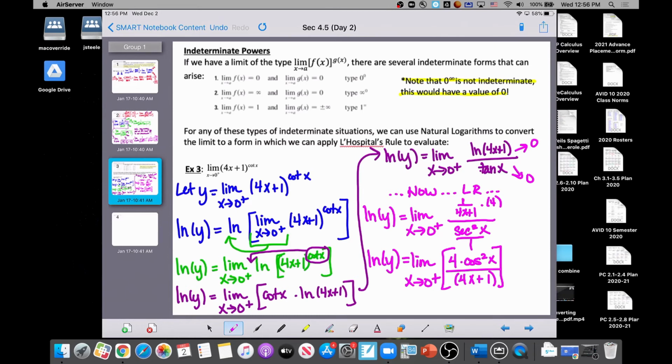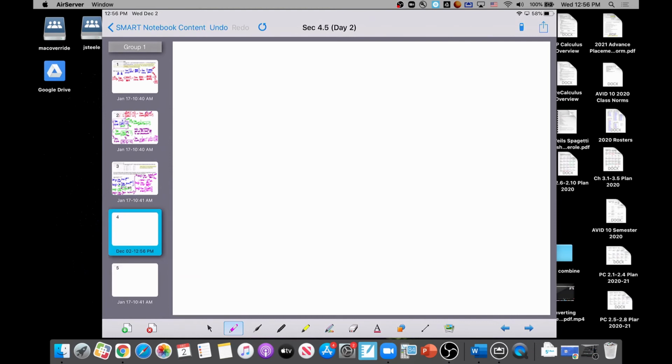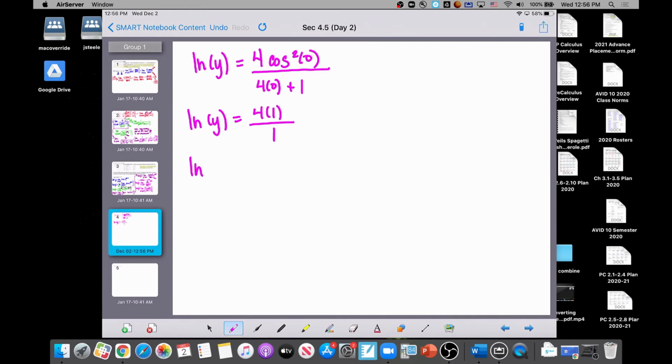So when I do that, I am going to have on the left still natural log of y is equal to, and again, when I do direct substitution, I'm going to have 4 times cosine squared of 0 divided by 4 times 0 plus 1, which is going to give me natural log of y is equal to, again, cosine of 0 is 1, 1 squared is 1, so this gives me 4 times 1 over 1, or natural log y is equal to 4.